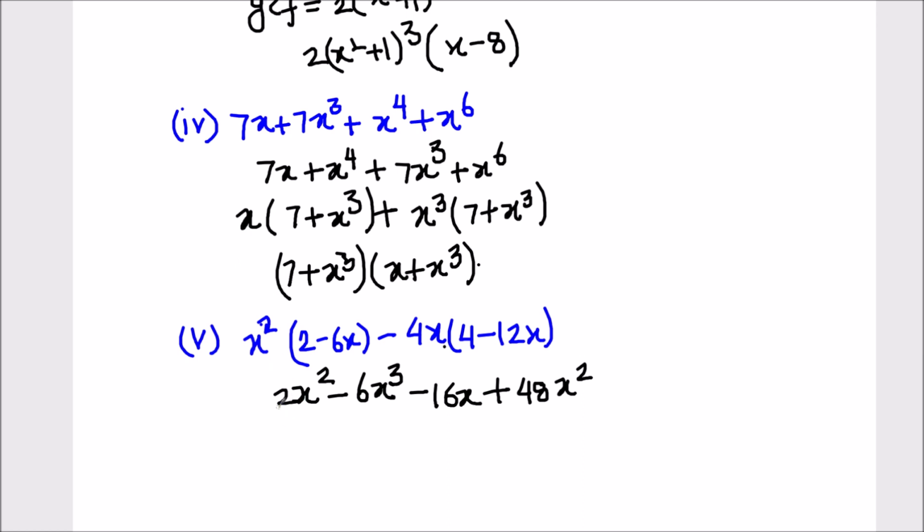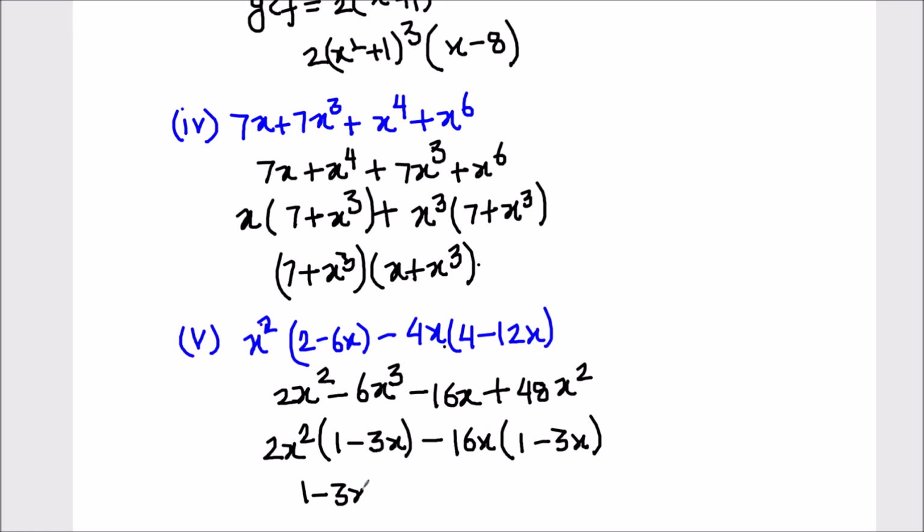So now from these two terms, we can take out 2x square common. This is going to be 1 minus 3, 2 times 3 is 6 x. And from here we can take out negative 16x common, and we have 1 minus 3x from here too. So now we can take out 1 minus 3x from both the terms, and we have 2x square minus 16x. So this is how we factor these type of polynomials.